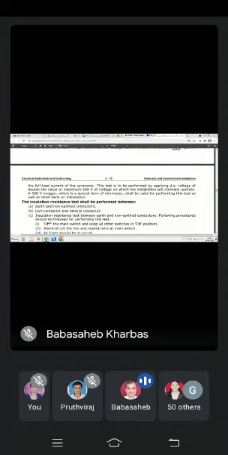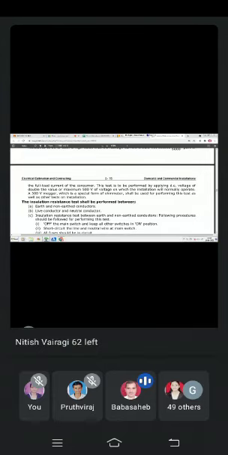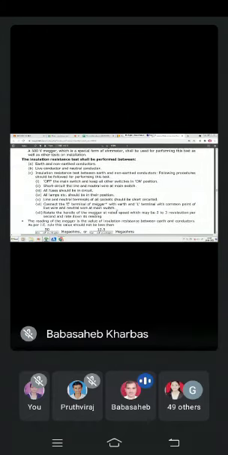If leakage current is more than 1 milliampere, then you have to use a higher size of insulation. The insulation resistance test shall be performed between earth and conductor, and live conductor and neutral. It must be performed between earth and non-earth conductors.